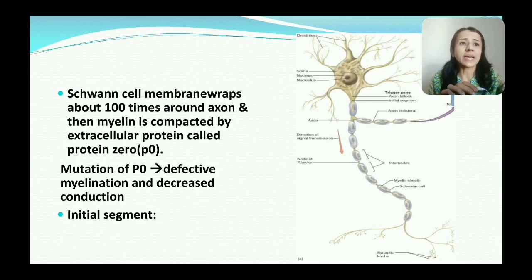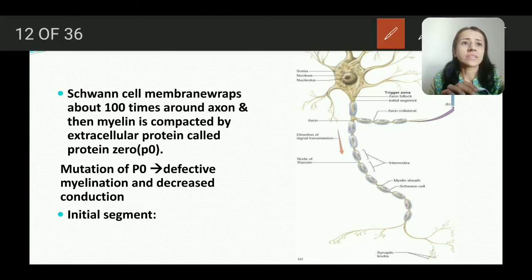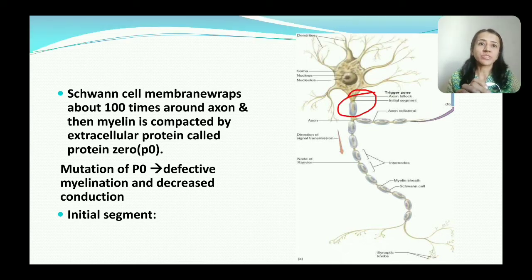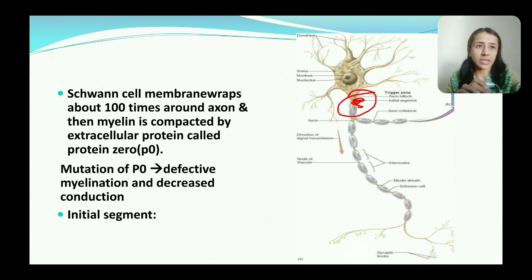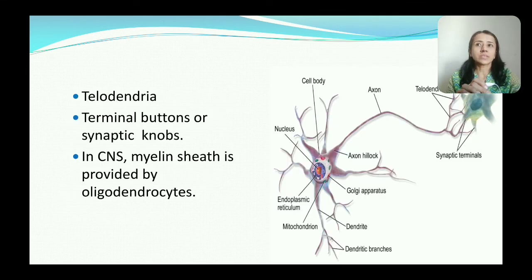Now, the initial segment. What is the initial segment? You can see here, this one is the initial segment. It is the part of the axon between the axon hillock and the beginning of the myelin sheath. It is a small part between the axon hillock and the origin of the myelin sheath. Now, another terminology is telodendria. These are the terminal branches of the axon, known as telodendria. At the endings of the telodendria, there are bulb-like projections, and these are known as terminal buttons or synaptic knobs.